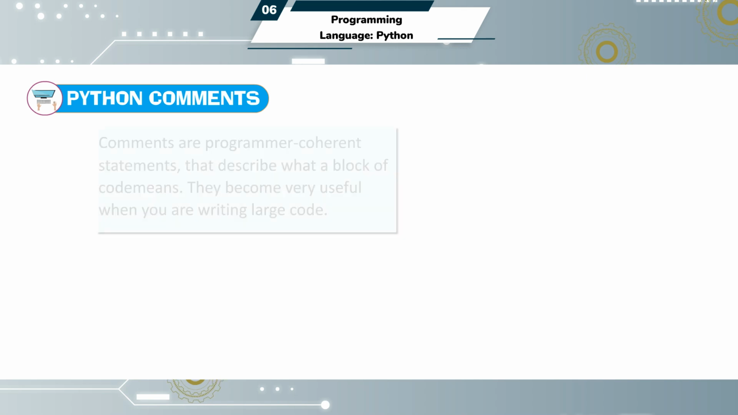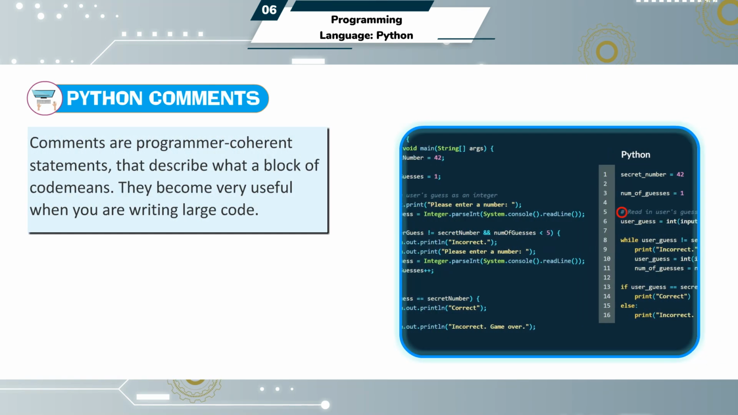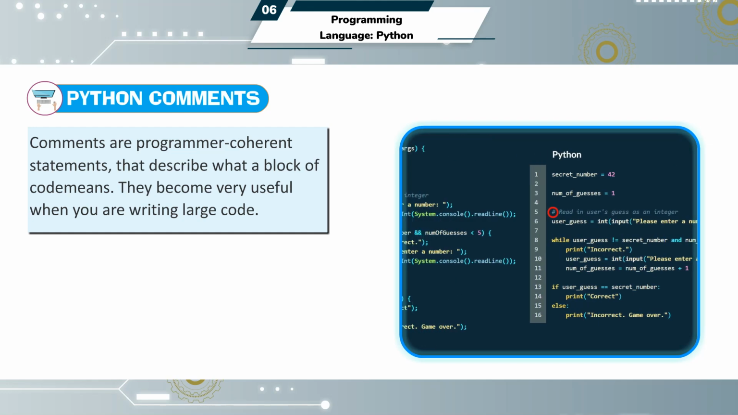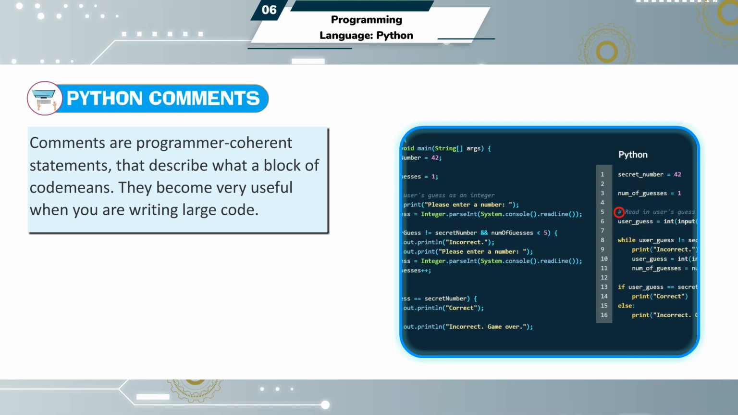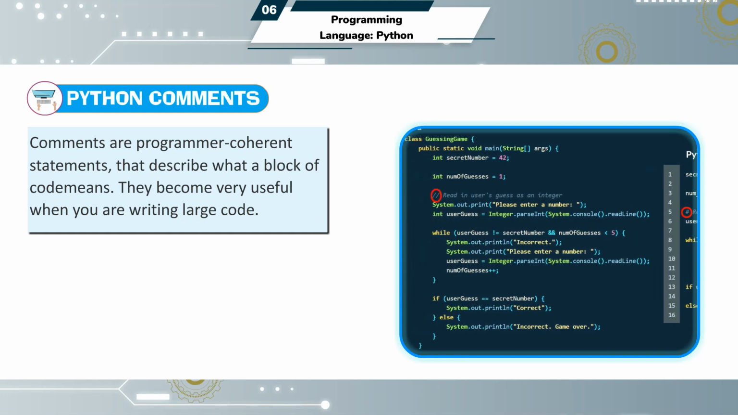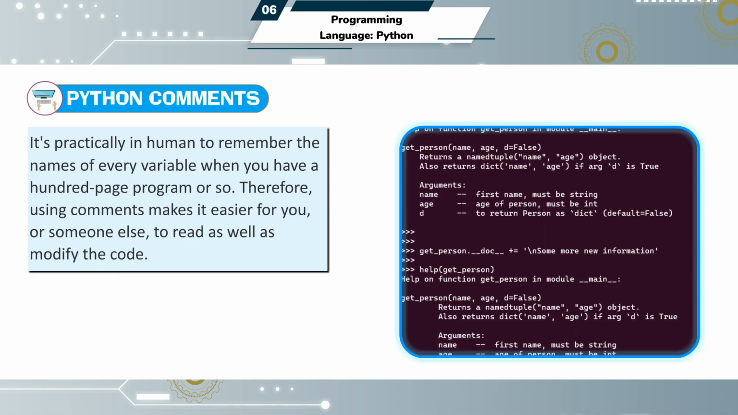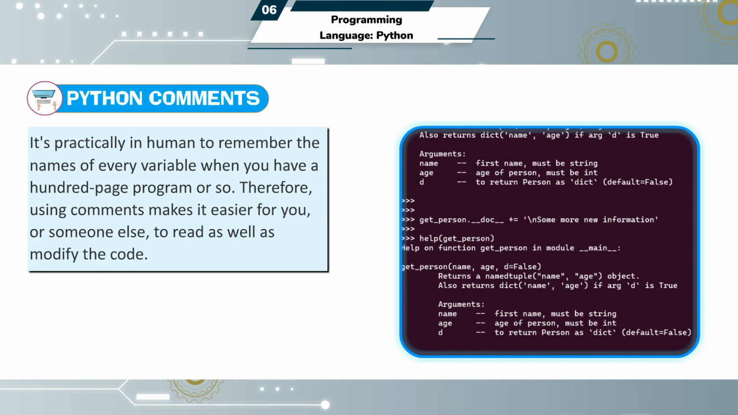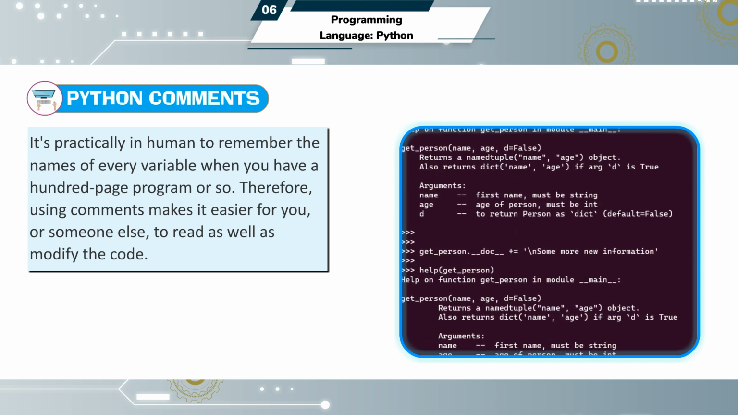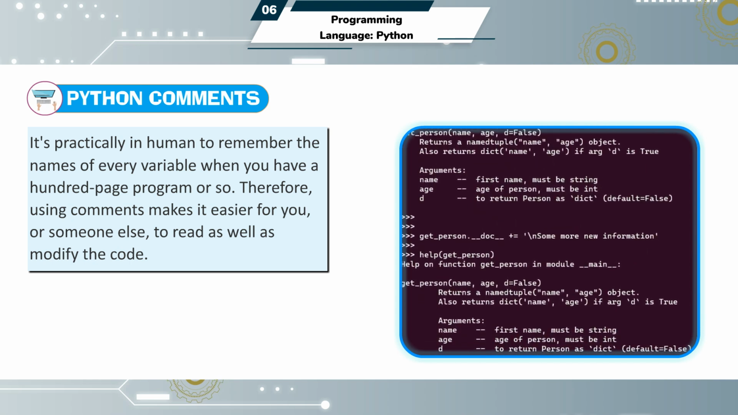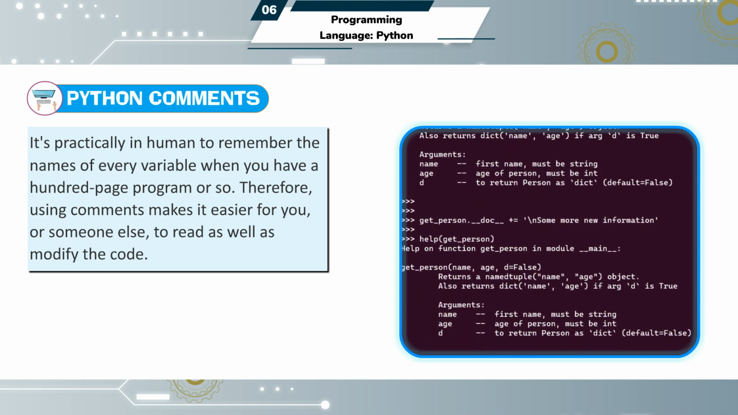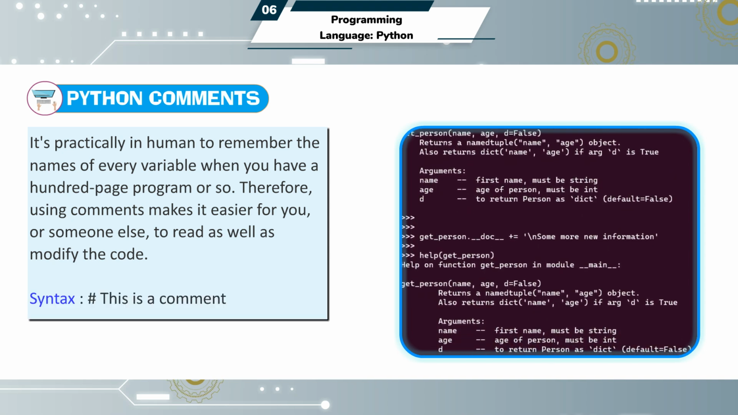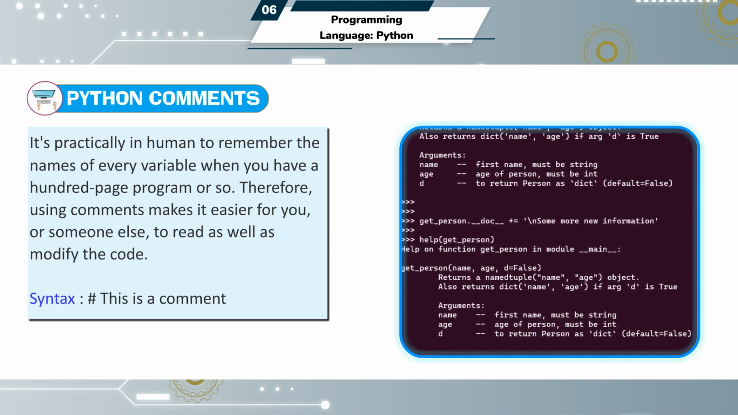Python comments. Comments are programmer-oriented statements that describe what a block of code means. They become very useful when you are writing large code. It's practically impossible to remember the names of every variable when you have a 100-page program or so. Therefore, using comments makes it easier for you or someone else to read as well as modify the code. Syntax: hash, this is a comment.